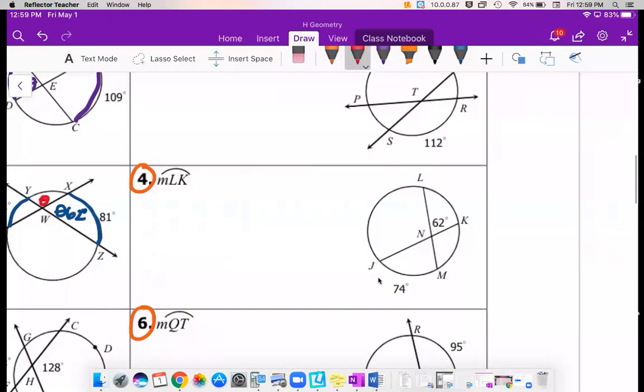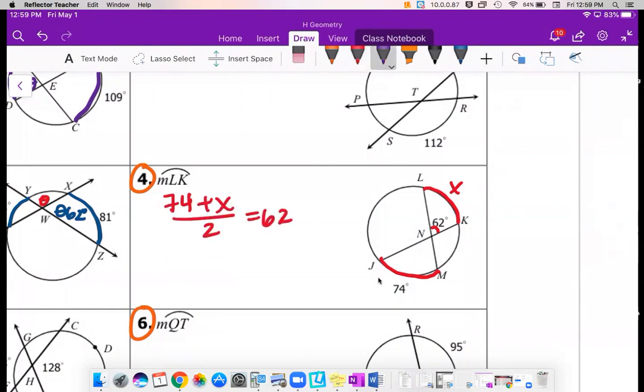Awesome. Number 4 wants us to find the measure of arc LK over here. So what you realize is you have the 2 intercepted arcs and you know this angle, but you're looking for whatever this is. So let's label that X. It's set up the same way. I know if I do 74 plus X, your 2 intercepted arcs, and divide by 2, I'm going to get 62.